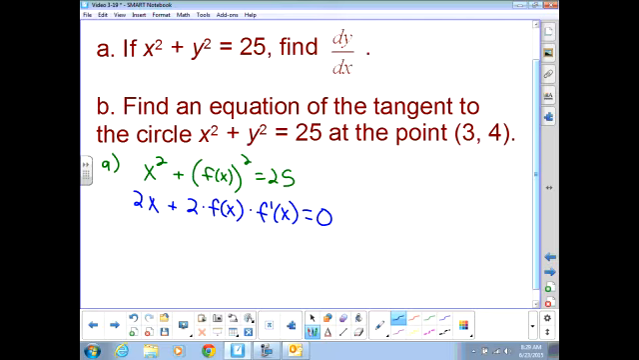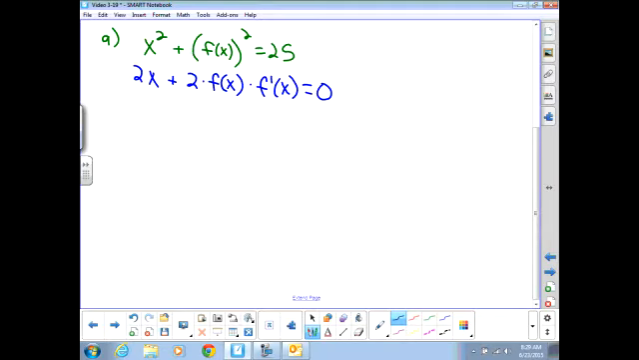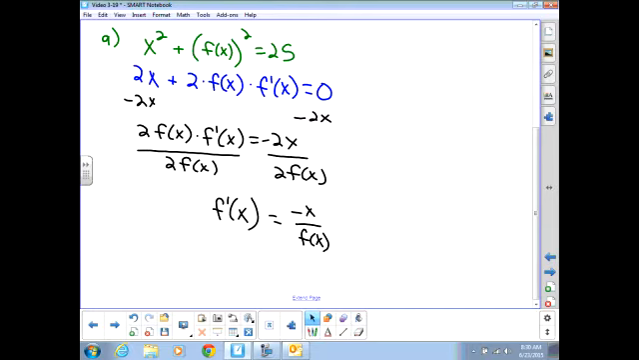Well, we're trying to find what f prime of x is. So we'll just get that by itself now. We'll subtract the 2x over. That'll leave us with 2f of x times f prime of x equals negative 2x. And then we'll divide everything by 2f of x. We'll now have f prime of x. The 2's divide out to 1, and you're left with negative x over f of x. And keep in mind, f of x is like the same as saying y.